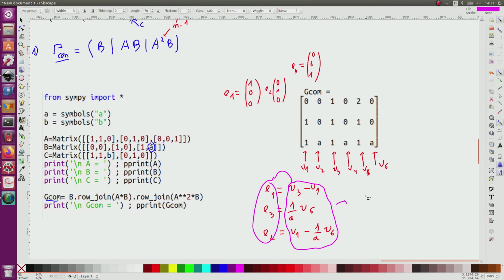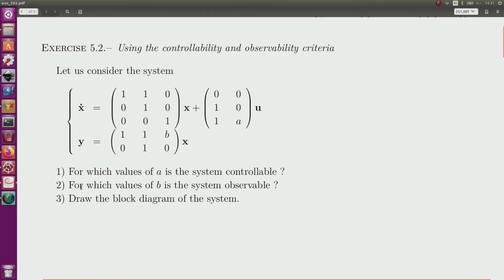As a consequence, it is full rank. Full rank, except if a equal to 1. If a equal to 1, then the rank is 2 and not 3. As a consequence, to answer the question for which a my system is controllable, it is for a different from 0. So I answered the first question. Now, for which values of b the system is observable.